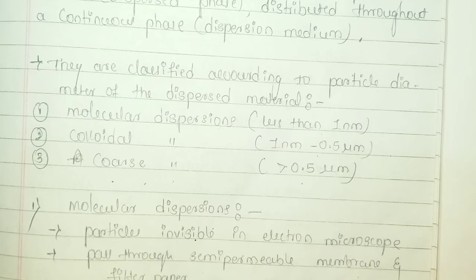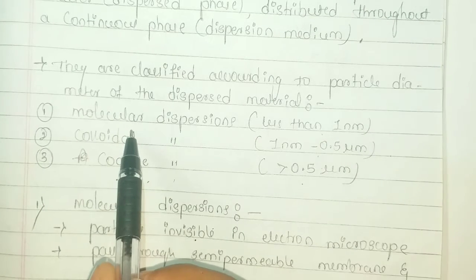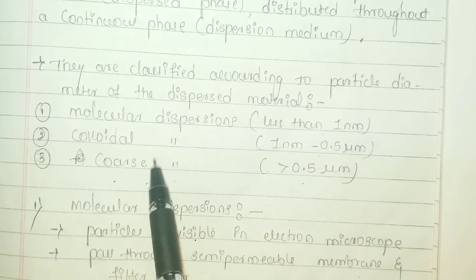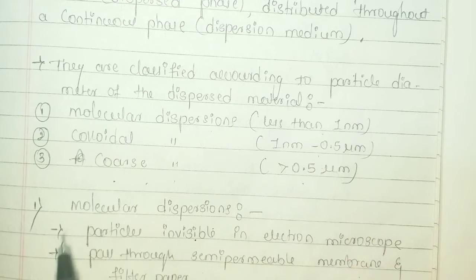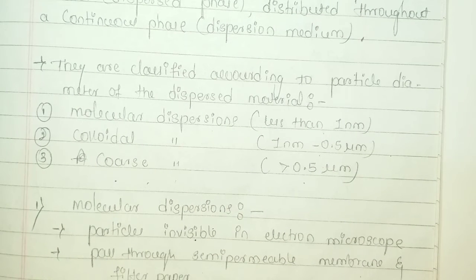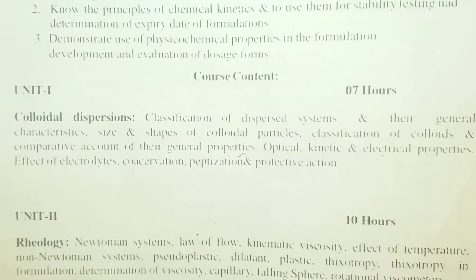These classifications only depend upon the dispersed phase, that is, the particle size. If the particle size is less than 1 nanometer, then that solution is called a molecular dispersion. If the particle size is 1 nanometer to 0.5 micrometers, then that solution is called a colloidal dispersion. If it is greater than 0.5 micrometers, then we call it a coarse dispersion. These only depend upon the particle size of the dispersed phase. Here the classification of dispersed systems is over.